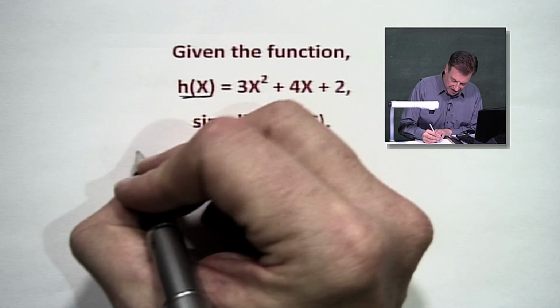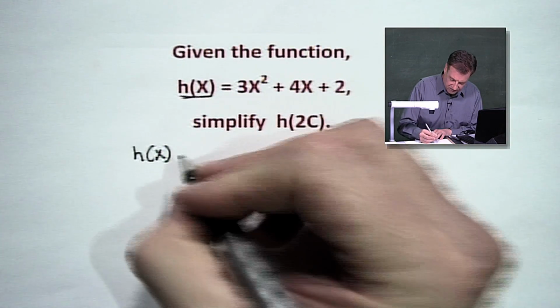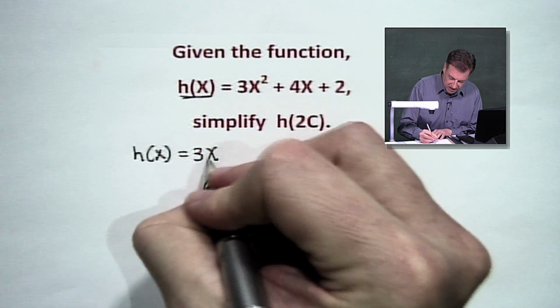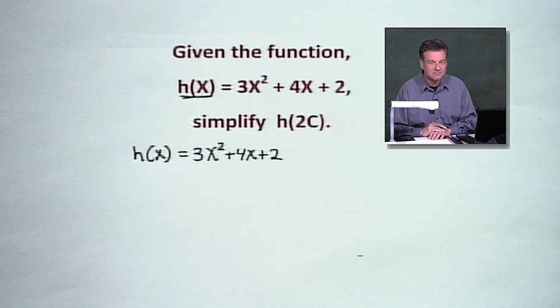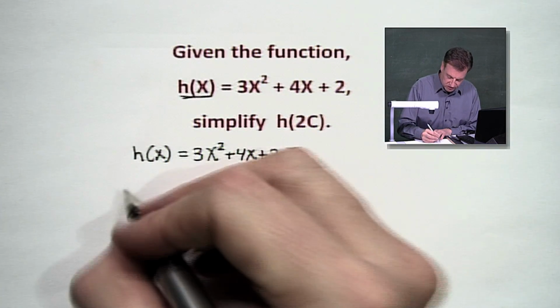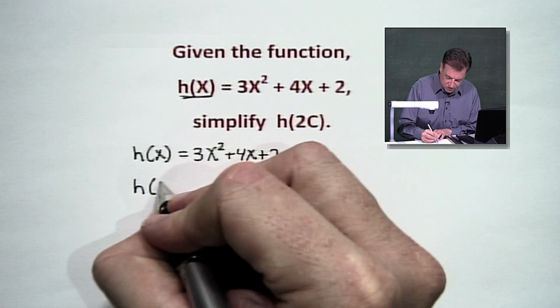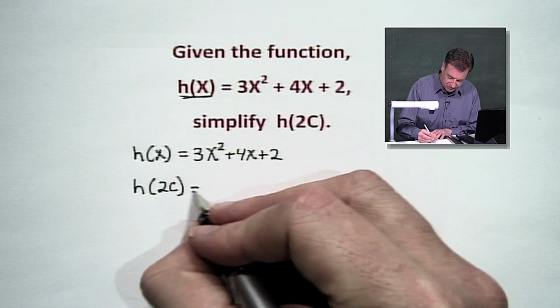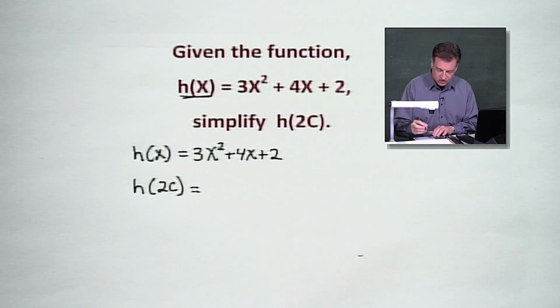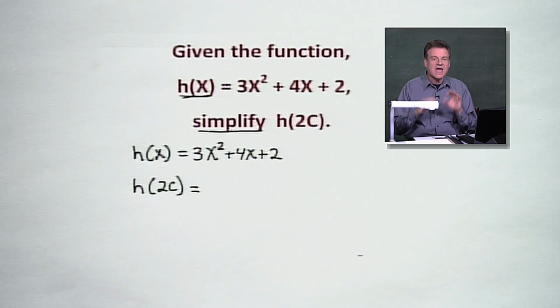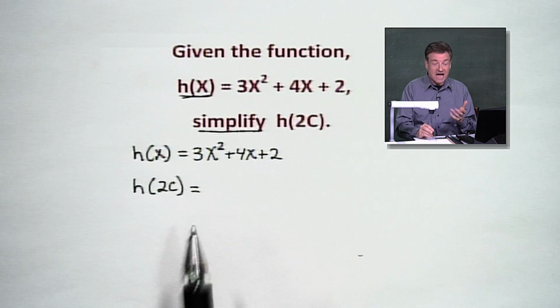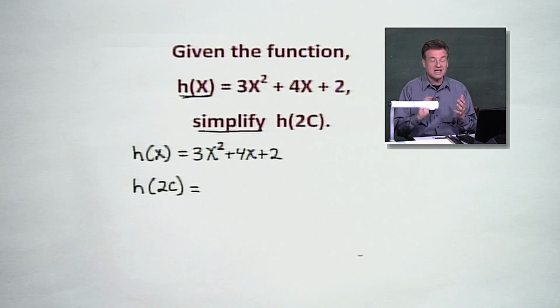This time we've got h of x, I'll rewrite it for you here, equaling 3x squared plus 4x plus our 2, all right? And what we want to do is replace, everywhere we see an x, with 2c. Now, very careful on this. Notice the word is simplify. I don't know what c equals. You don't know what c equals. It's immaterial, all right? What we're going to figure out is what this expression is going to look like if I put a 2c in the place of every x in this problem.